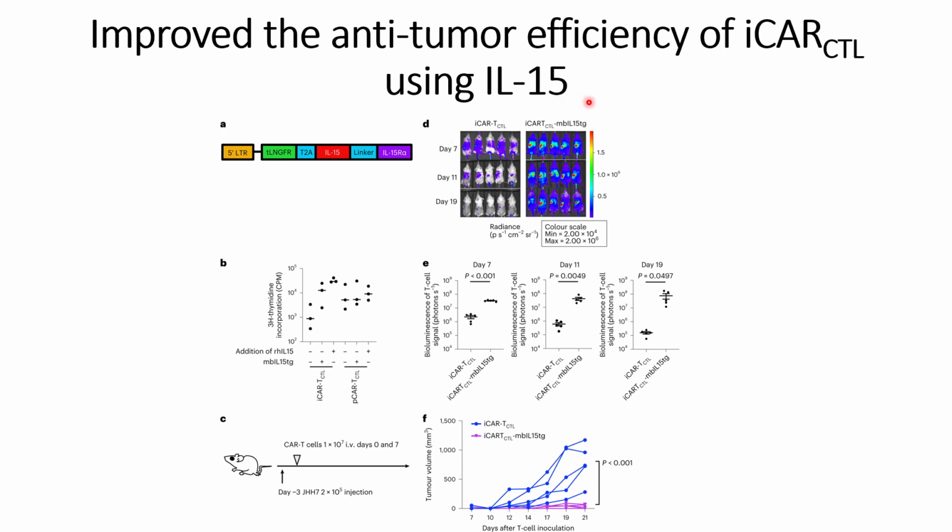So I hope you understood how they further enhance the anti-tumor efficiency of iCAR-TTCL using interleukin 15, and why they came to interleukin 15 and not other cytokines. If you need to understand more about these experiments in detail, you can go through the reference provided in the description, and there is also a brief gist of the results provided in order to understand these results in a more precise manner. So thank you for your time.